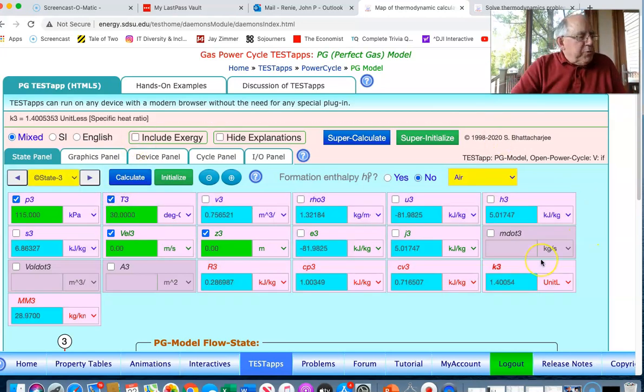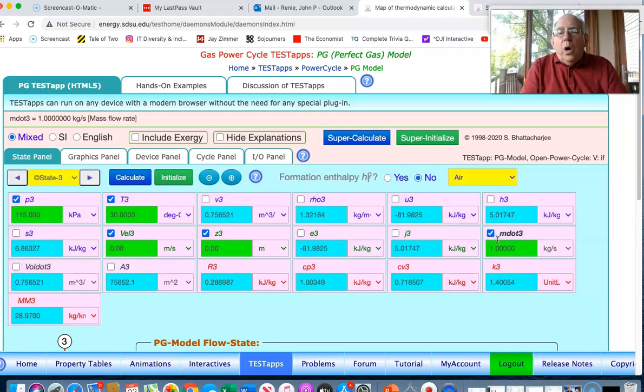Now, in this particular case, because we're looking for the net work output per unit mass, and since this is a flowing system, I'm going to go ahead and set the m dot equal to 1 for m dot 3. What this will allow us to do then is in our device panels and our cycle panels, anytime we see kilowatts, we will be able to see it as power instead of dealing with work on a per mass basis. And so the two are interchangeable is what I'm trying to say.